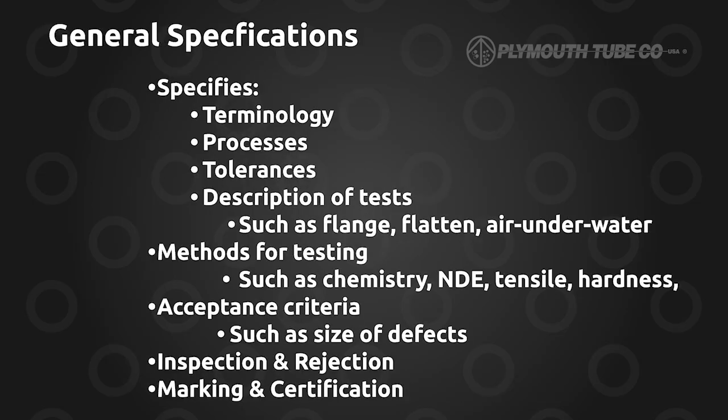General specifications contain ordering requirements, chemical analysis requirements, specific test descriptions, and acceptance criteria for items such as tensile and manipulation testing, NDE testing, tolerances, and other general requirements like marking and certification. For technical reasons, they may purposely conflict with general specifications, which is why product specifications always override general specifications.